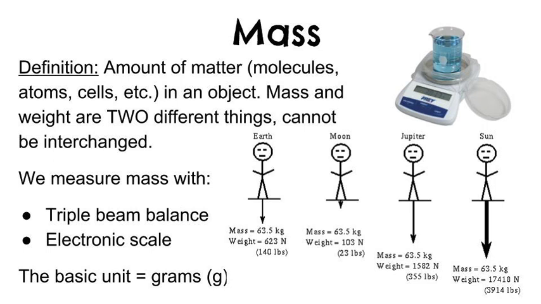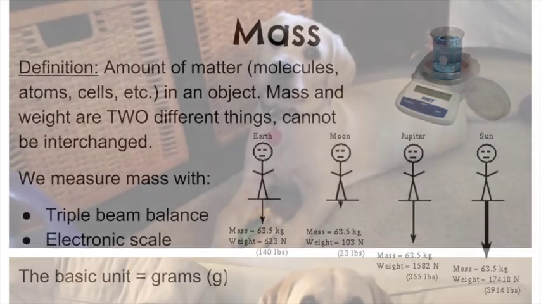We measure mass with a triple beam balance or an electronic scale, which is most likely what we'll use in class. The basic unit is grams. So if it's small, we're just going to use milligrams, and if it's a large object, kilograms.